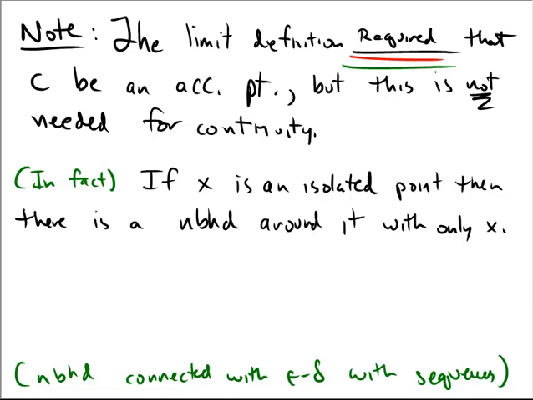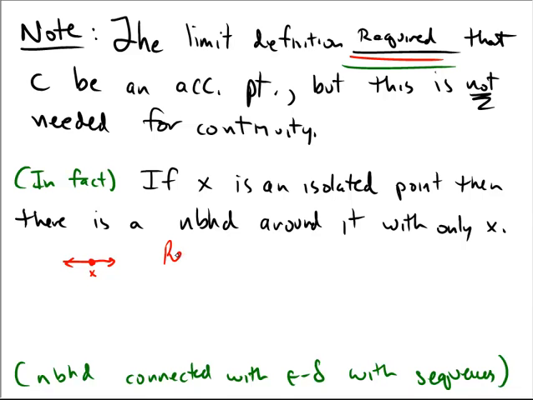Okay, so note carefully, the limit definition required that c be an accumulation point, but this is not needed for continuity. Continuity did not require the accumulation point, so isolated points work. So in fact, if x were an isolated point, then there's a neighborhood around it with only x in it. Remember, an isolated point means it's kind of lying on an axis here. And if x is isolated, then that means that there are no points around it that are included inside of the domain. So then what would happen?